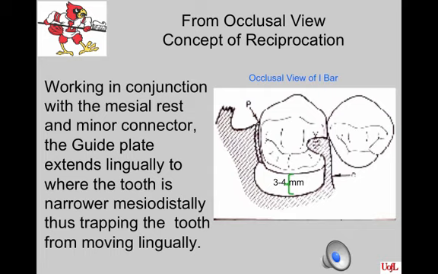This is an occlusal view showing that the guide plate must wrap to the lingual to where the tooth becomes a little narrower mesiodistally. The guide plate then, in conjunction with the minor connector leading to the rest, traps the tooth from moving lingually when the I-bar flexes into the undercut.